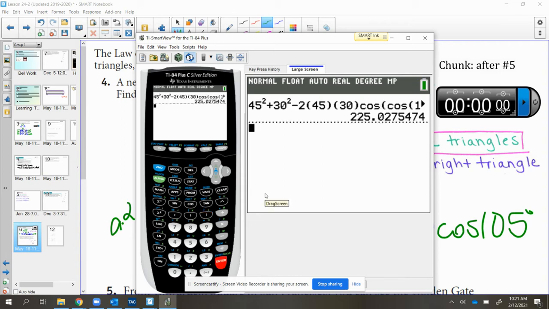And from there, we are going to want to square root our answer. And oops, I did double cosine. Wait a second, something doesn't look right here, so sorry. Cosine, just one time, of 105.